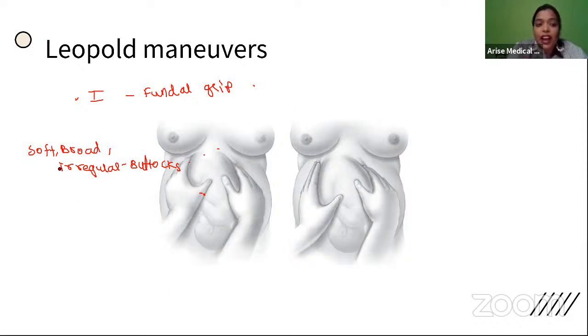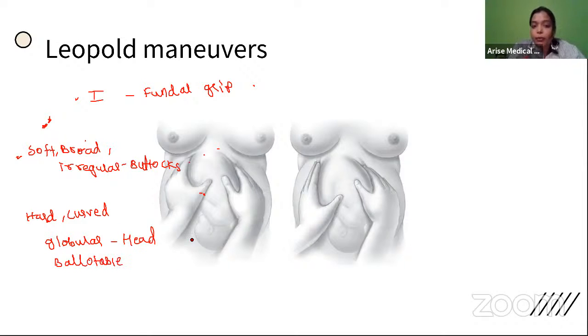If you feel a hard, curved and globular structure, then it is the head, which is ballotable also. Whatever is present above, the opposite will be present down. So it is telling us the presentation. If you don't feel anything in the fundus, it means you are dealing with a transverse lie, right? This is the Leopold first maneuver, or fundal grip.